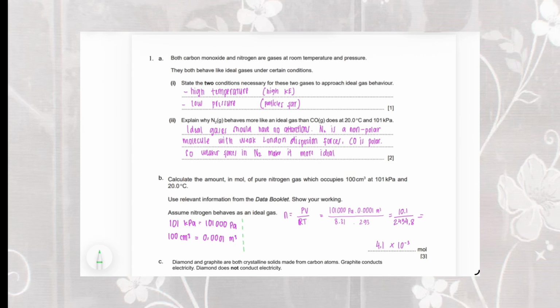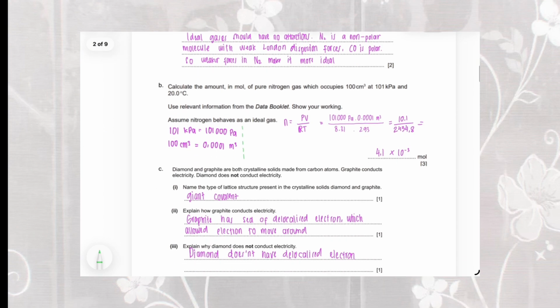B. Calculate the amount in moles of pure nitrogen gas which occupies 100 cm³ at 101 kilopascals and 20 degrees Celsius. Use relevant information from the data booklet. Show your working. First we convert the 101 kilopascals to pascals, so it becomes 101,000 pascals. Then 100 cm³ we convert to m³, so the result is 0.0001 m³. We are looking for the moles, so we use the formula PV divided by RT.